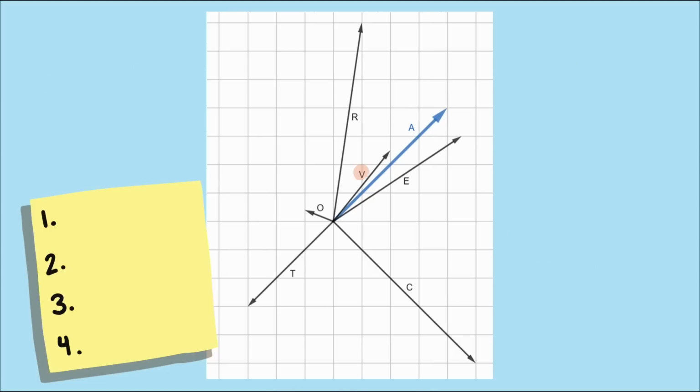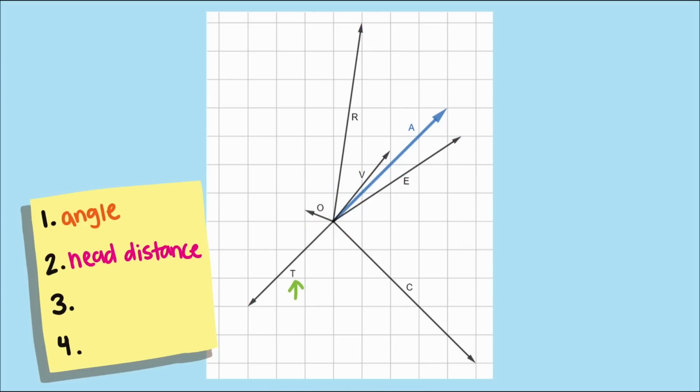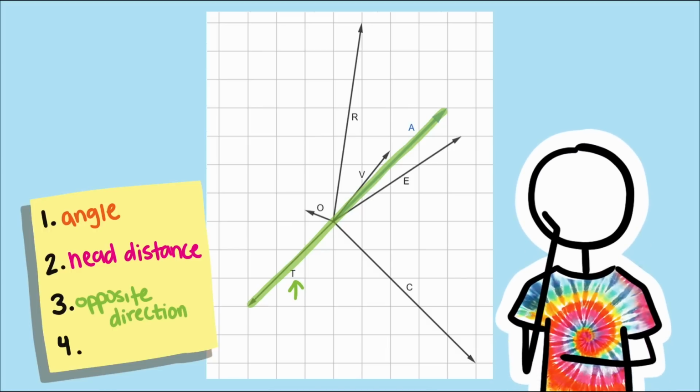First, the 2 most common answers from my students are V and E. Students argue V because the angle between V and A is smaller than A to other vectors. Others argue E because the heads of the vectors are the closest in distance. A few students will suggest T. Even though there is a strong argument to say that this is the least similar vector, it does lie on the same line as vector A. So they have something fundamental in common. We'll explore what that is at the end of this video.